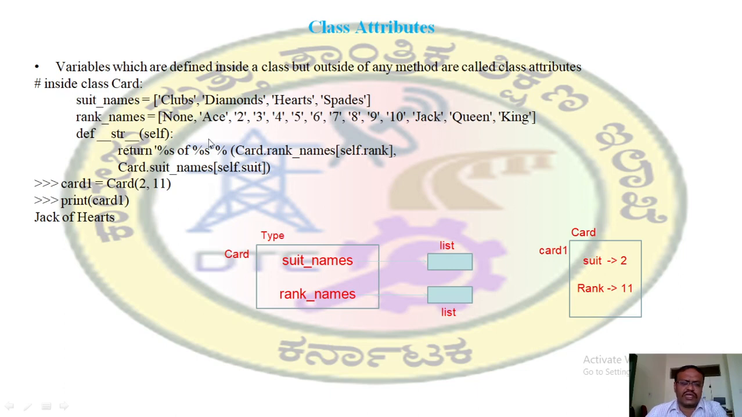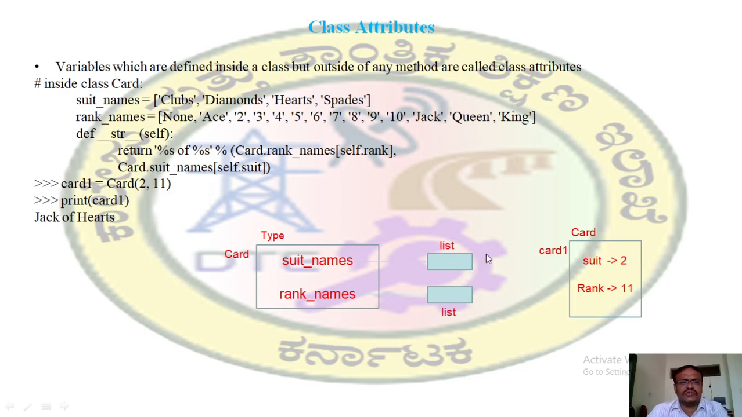Jack will be returned, and we are returning the Card dot rank names, self dot rank. Rank is having 11, which is nothing but the jack, and the suit name is hearts, so we are just printing Jack of Hearts. So that is how the class attributes look like.